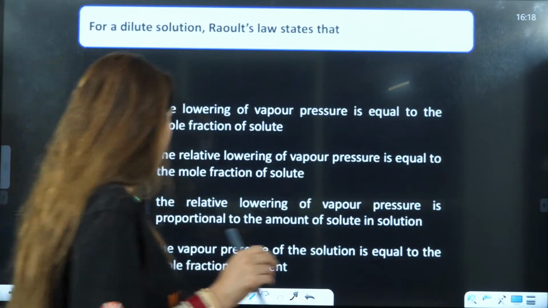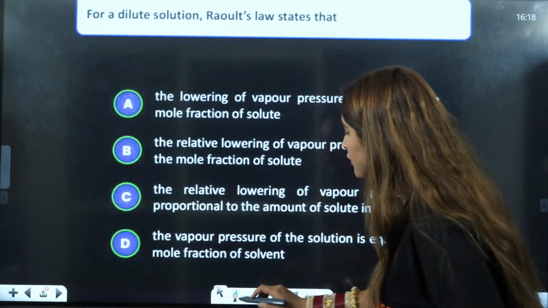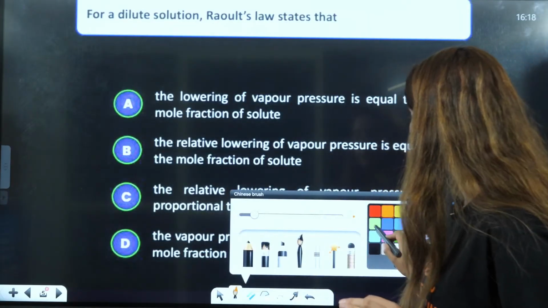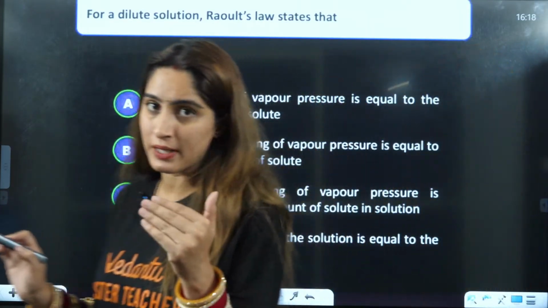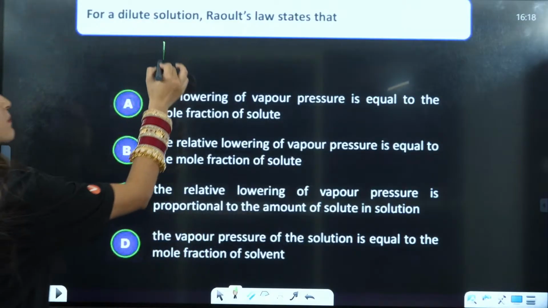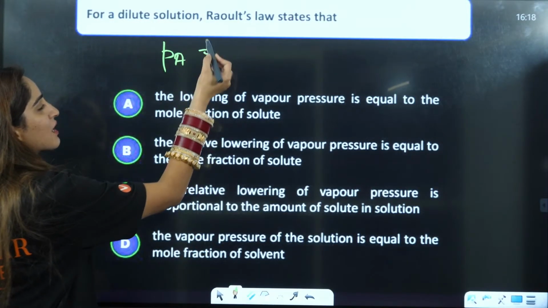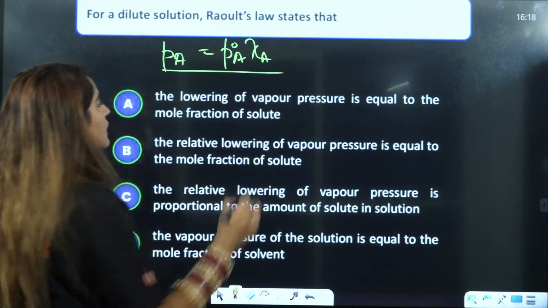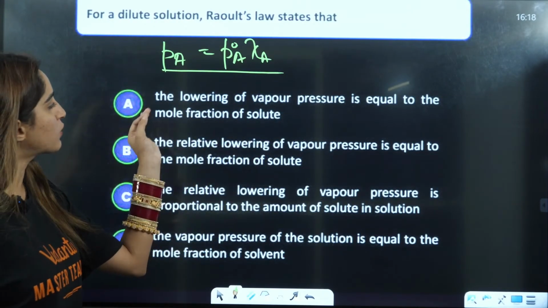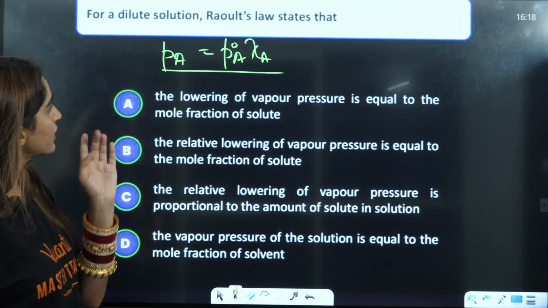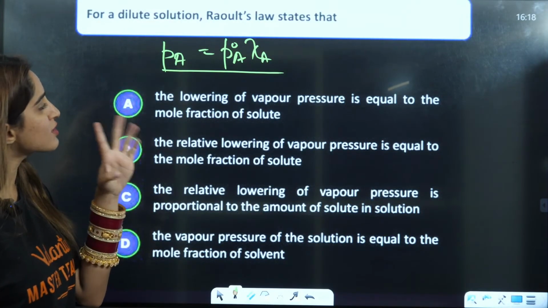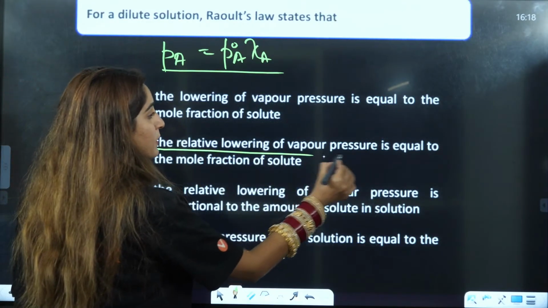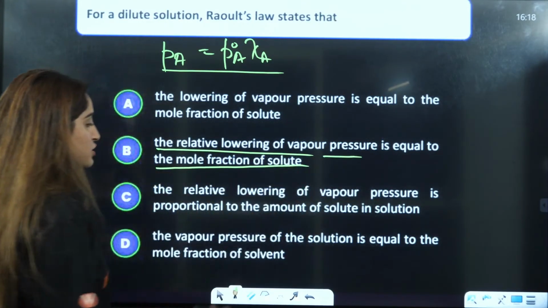Okay. Next question is, for a dilute solution, Raoult's law states that. What do we mean by Raoult's law? The vapor pressure, or you can say partial pressure, is equal to vapor pressure multiplied by the mole fraction. The lowering in vapor pressure is equal to mole fraction. They are saying for a dilute solution, Raoult's law states that. Relative lowering in vapor pressure is equal to the mole fraction of solute.